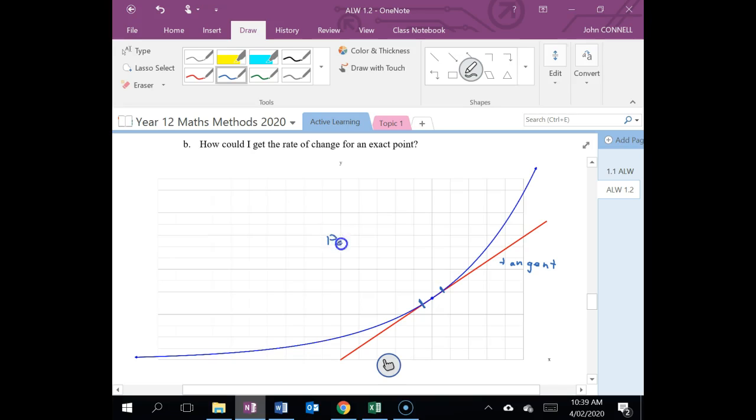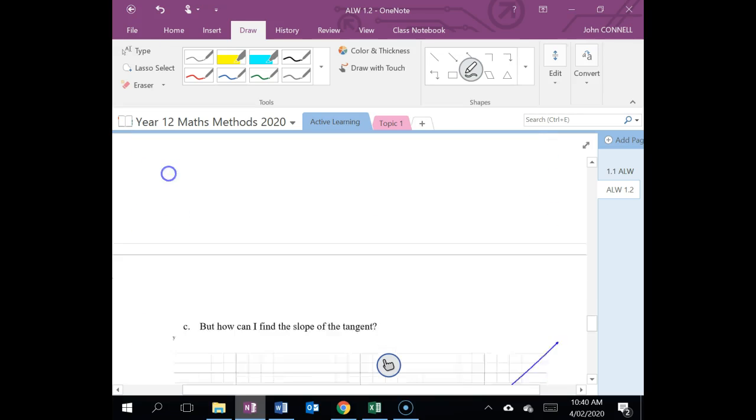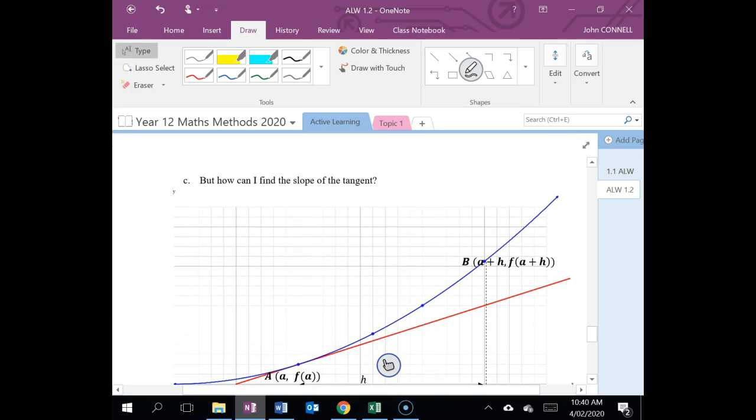So around the point of contact, the slope of the tangent and the slope of the curve is actually the same. So if we could get the slope of this tangent, that would be the rate of change of the curve at this one point. The question is how to get the slope of the tangent. Well, let's go into this diagram here.